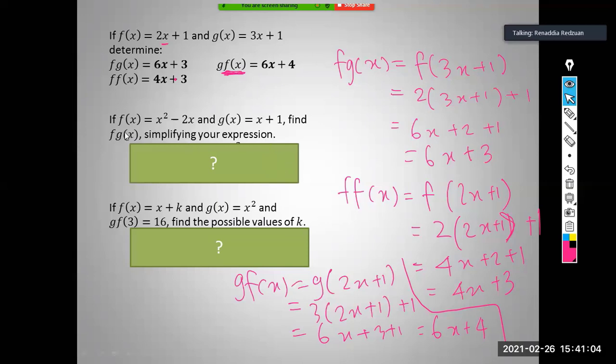Okay, if fx is this and g is this, find fg.